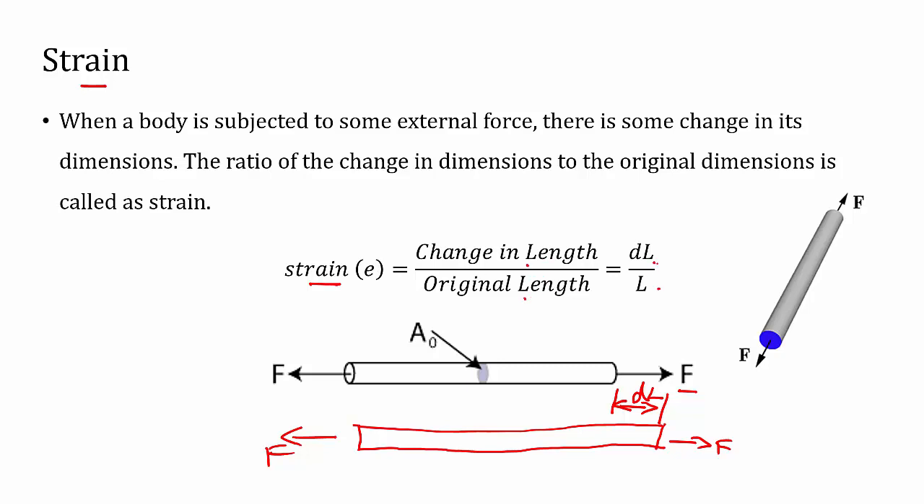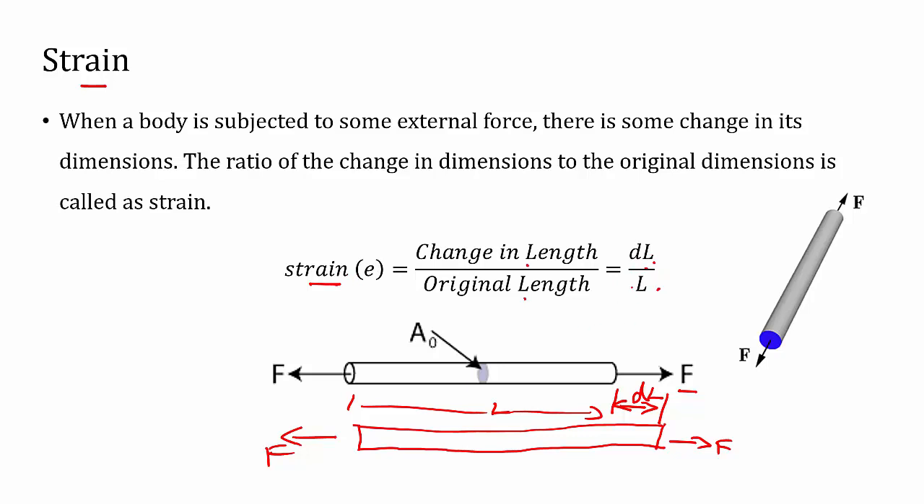Okay. So the change in length here, the initial length is L. So this is the original length, it is L, and the change in length is dl. So the equation for strain is strain e is equal to dl divided by L, that is the change in length divided by original length.